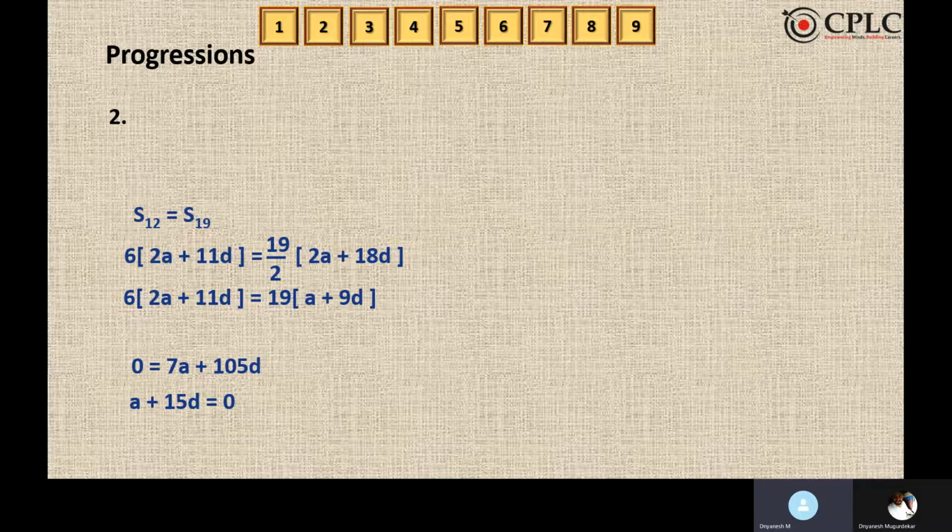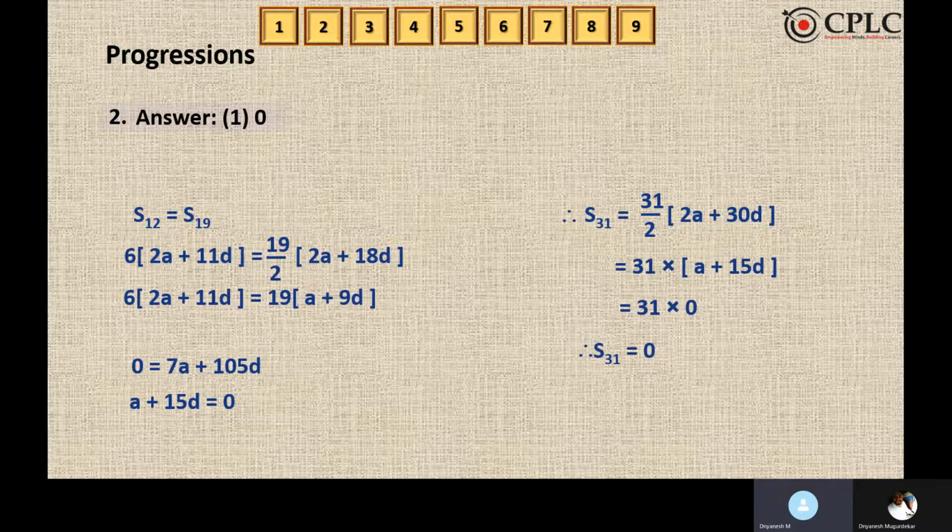Again, they are asking you to find the sum of first 31 terms, that is S31. That is n by 2, 31 by 2, into (2a plus (n minus 1) into d), 2a plus 30d. When you simplify that, again divide by 2 inside the bracket, you will get a plus 15d. A plus 15d is 0. S31 is 31 into 0, so the answer is also 0. First option again. So pretty straightforward and simple, just based on the formula of the sum of first n terms of an AP. You start solving, simplify, and you will reach here.